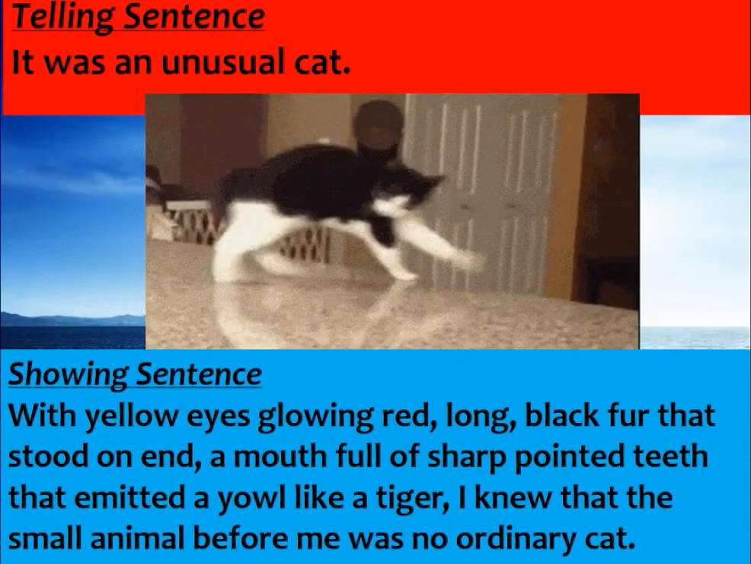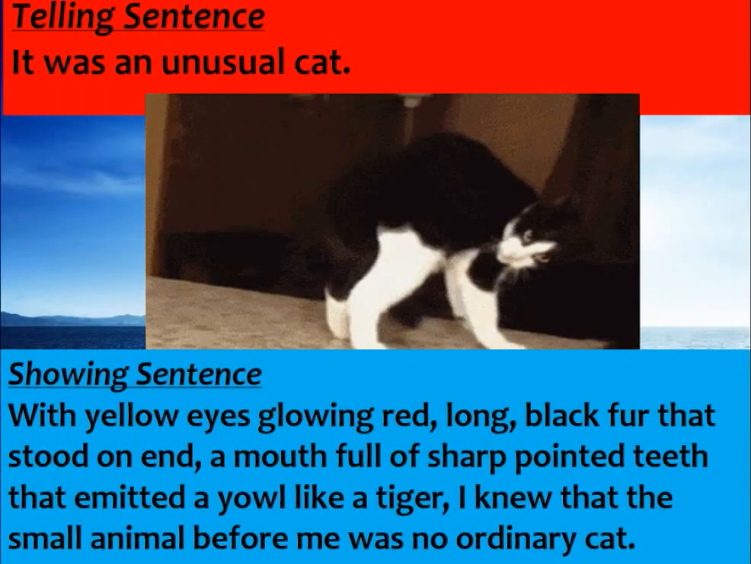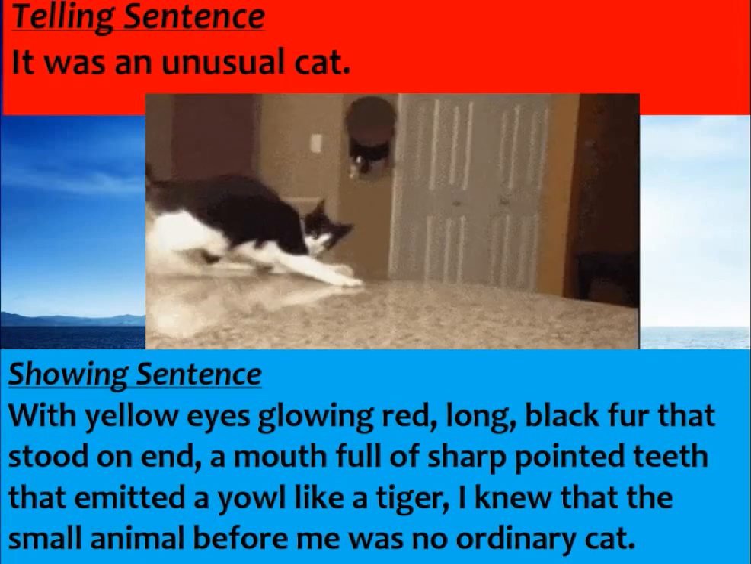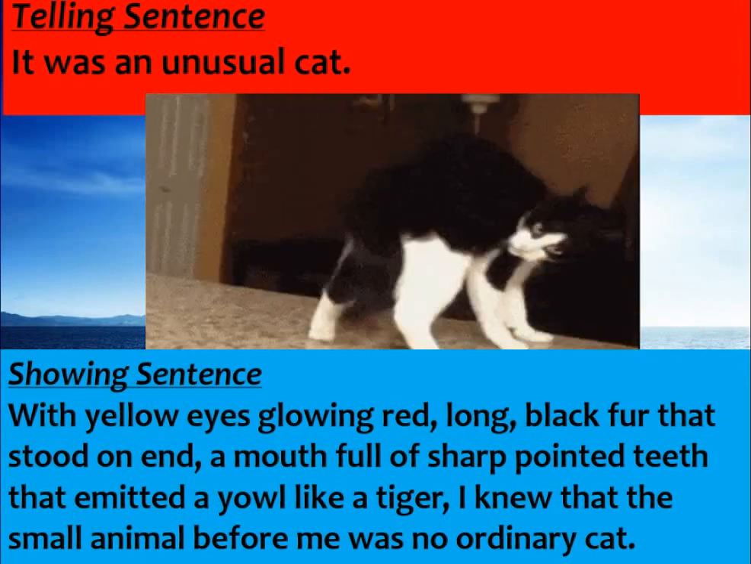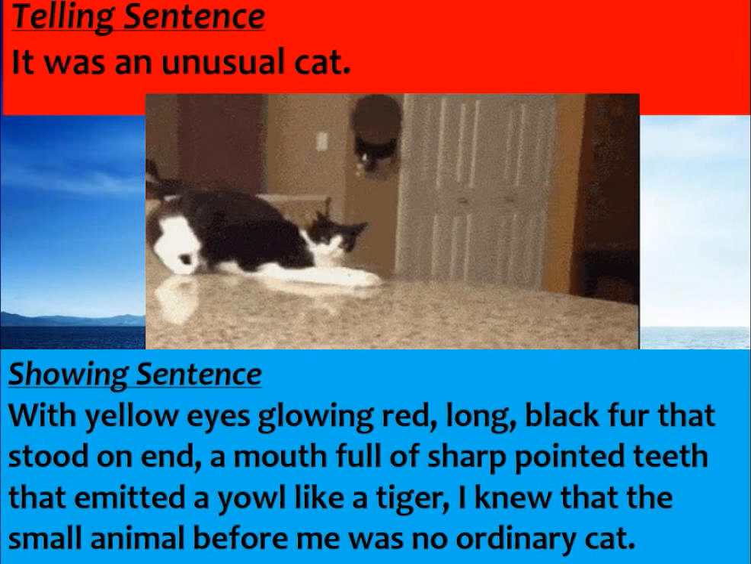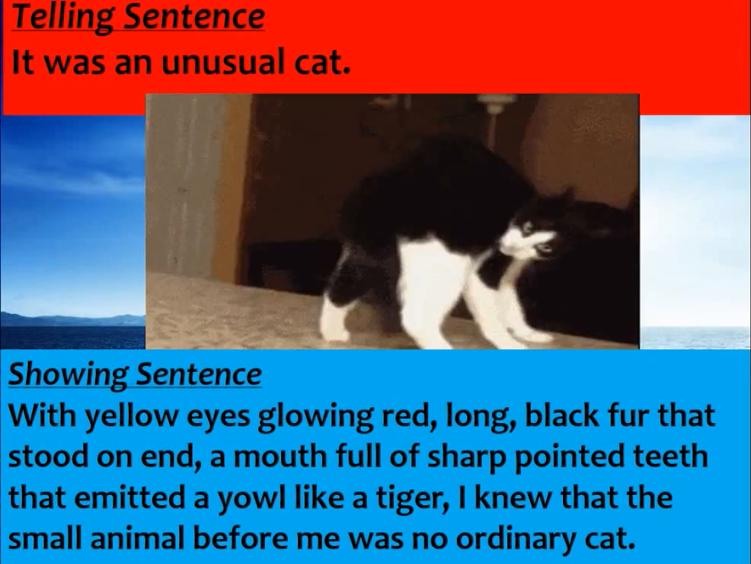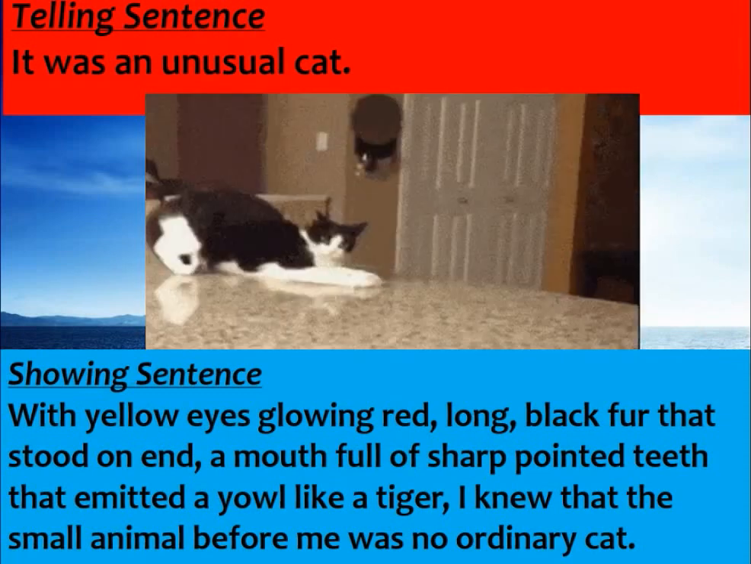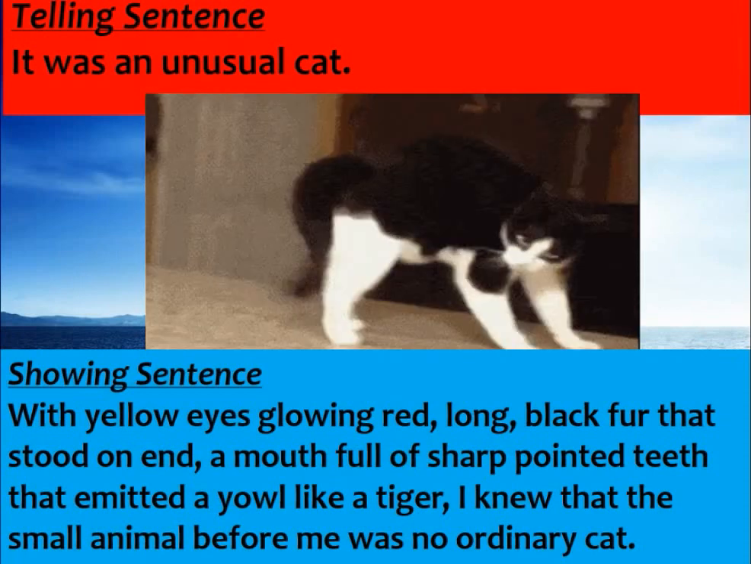So if we compare the blue to the red, the showing sentence to the telling sentence, we've got descriptions with adjectives, with colours, we've got a simile, a yowl like a tiger. So immediately it makes it more interesting for the reader and more memorable and more descriptive at the same time.